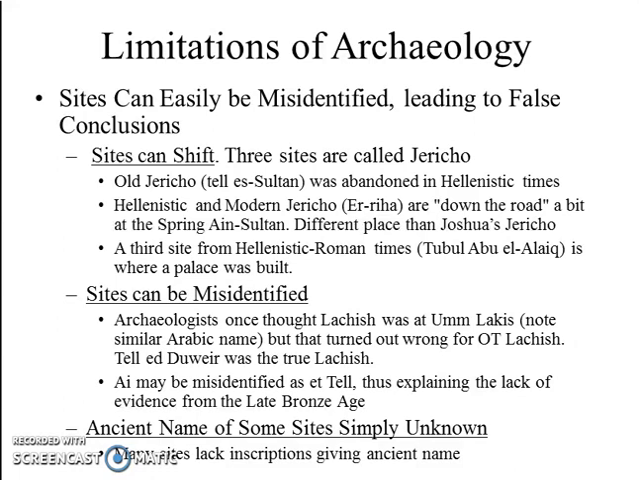Sites can be misidentified. Archaeologists once thought Lachish was at a site that has a similar name in Arabic, but that turned out to be wrong. And now we know that the correct site is Tel ed-Duweir. And we'll talk about Ai, which may have a problem of site identification too.